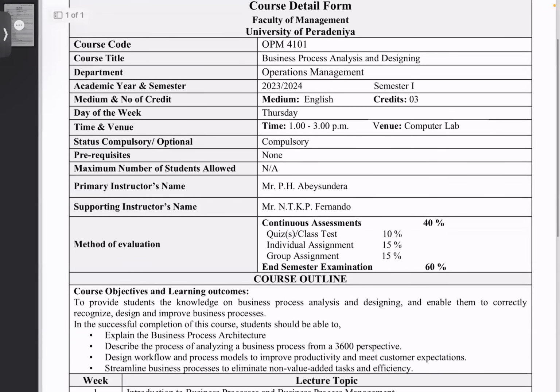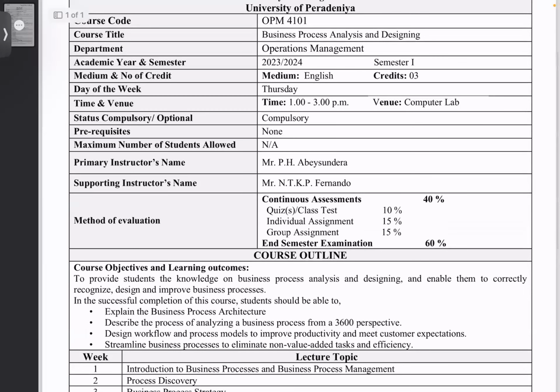I will be conducting myself as the primary instructor for this course module, and Mr. Tashil will be conducting discussion classes. So if you have any questions with regard to this course module, you can contact me or Tashil.